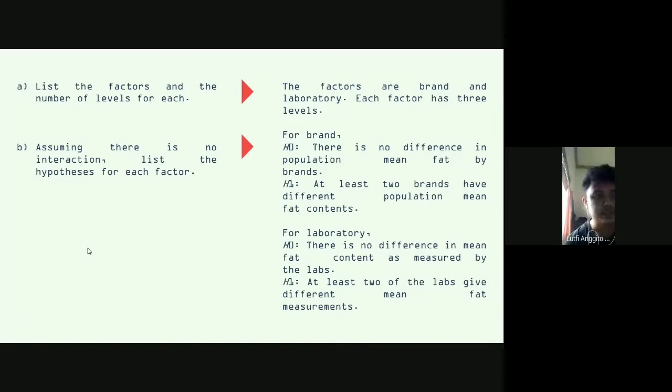B. Assuming there is no interaction, list the hypotheses for each factor. For brand, H0: there is no difference in population mean fat by brands. H1: at least 2 brands have different population mean fat contents. For laboratory, H0: there is no difference in mean fat content as measured by the labs. H1: at least 2 of the labs give different mean fat measurements.